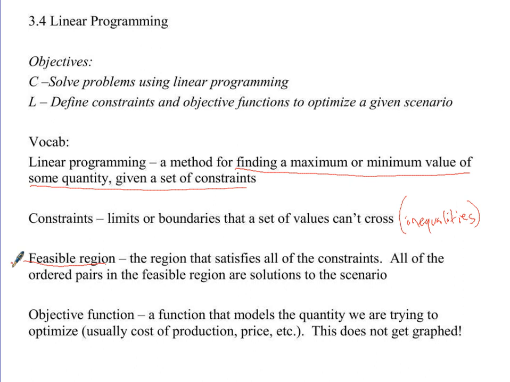Or we had the pizza problem. We had veggie toppings and meat toppings. We wound up with a feasible region there. Any ordered pair in that region worked for that situation. So that's what this is saying.